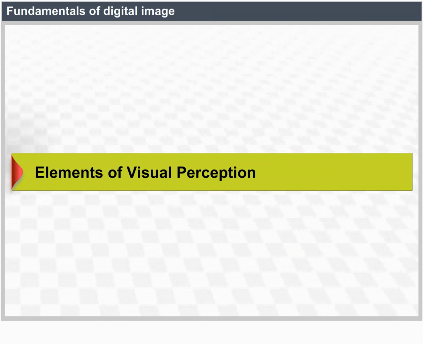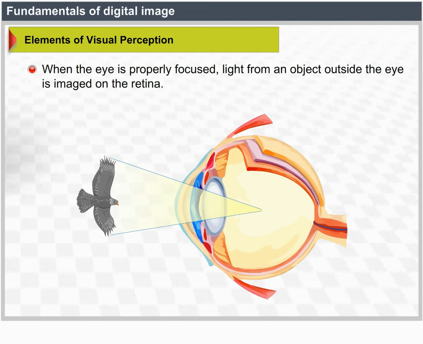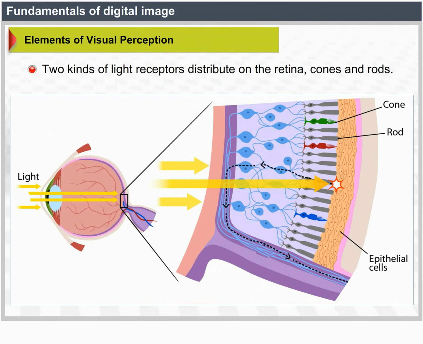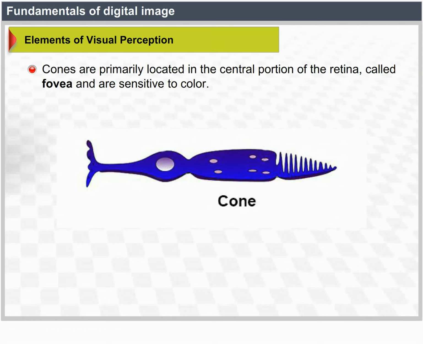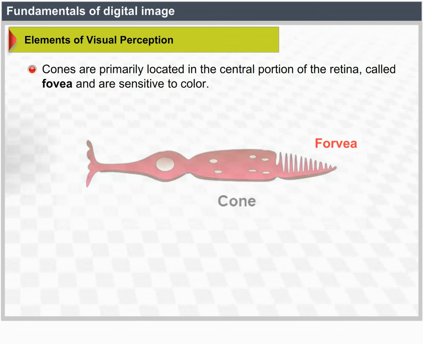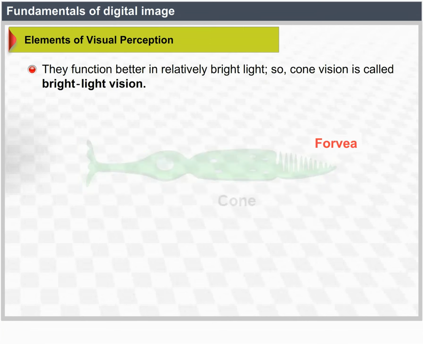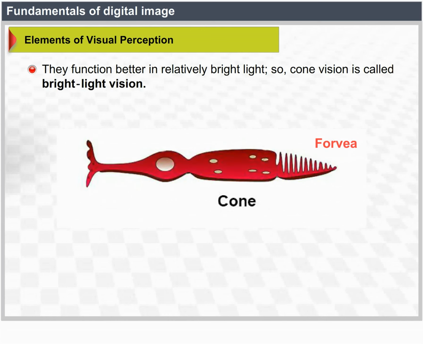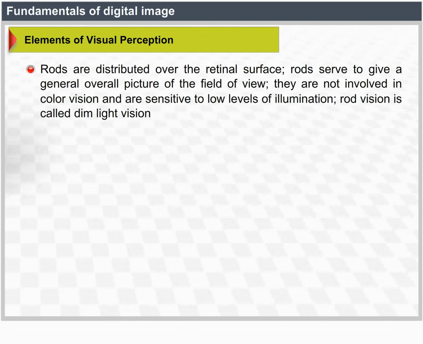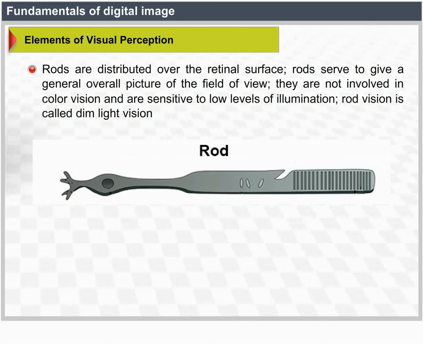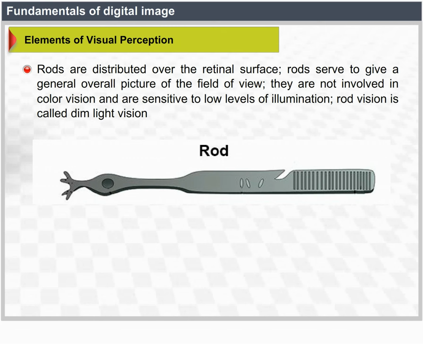Elements of visual perception. When the eye is properly focused, light from an object outside the eye is imaged on the retina. 2 kinds of light receptors are distributed on the retina, cones and rods. Cones are primarily located in the central portion of the retina, called the fovea, and are sensitive to color. They function best in relatively bright light, so cone vision is called bright light vision. Rods are distributed over the retinal surface. Rods serve to give a general overall picture of the field of view. They are not involved in color vision and are sensitive to low levels of illumination. Rod vision is called dim light vision.